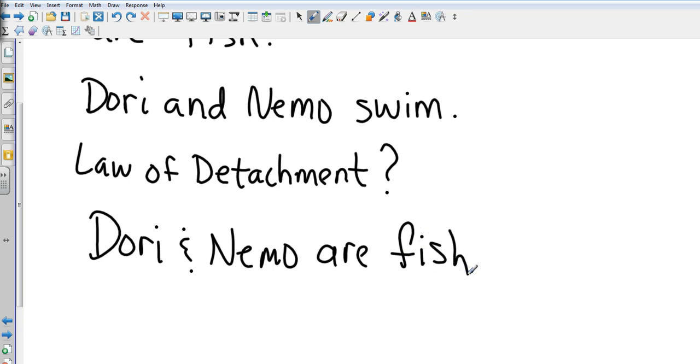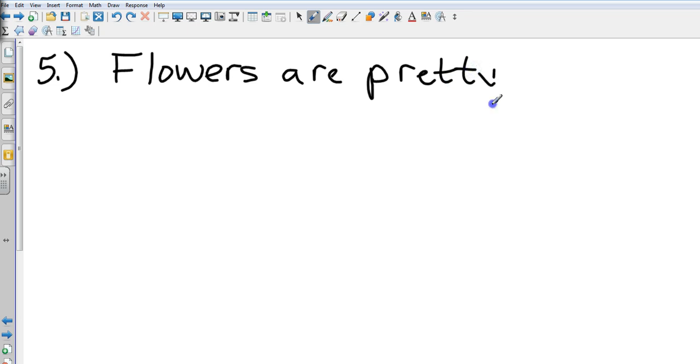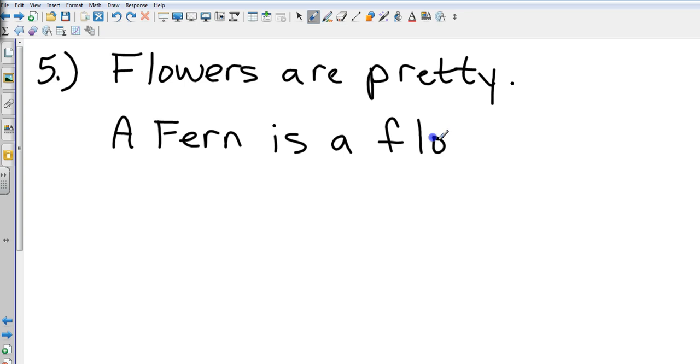Okay, all right, law of detachment. Statement 1: Flowers are pretty. Okay, so I'm going to say statement 2 is a fern is a flower. Okay? Fern is a plant, flower.